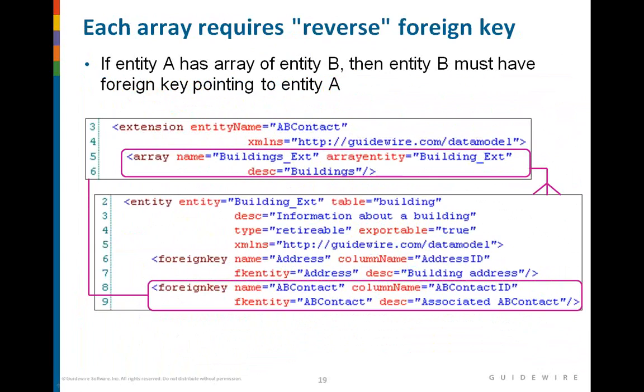So this is an important step. Whenever you define an array, in that array entity you should define the reverse foreign key. You should not forget. Even if you forget, the server complains about it. The server will not start, and it will throw an error saying that no reverse foreign key exists.